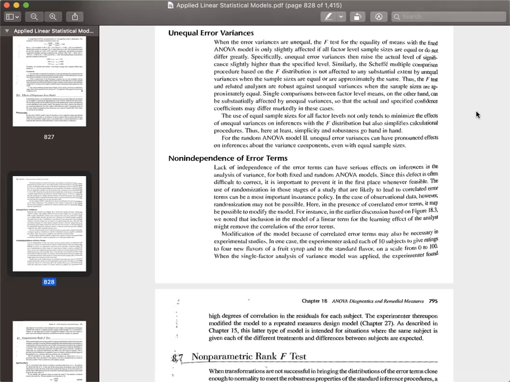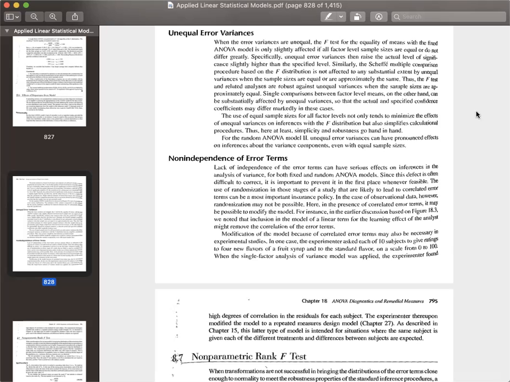The use of equal sample sizes for all factor levels not only tends to minimize the effects of unequal variances on inferences with the F distribution, but also simplifies calculational procedures. Thus, here at least, simplicity and robustness go hand in hand. For the random ANOVA model 2, unequal error variances can have pronounced effects on inferences about the variance components, even with equal sample sizes. Lastly is the non-independence of error terms.